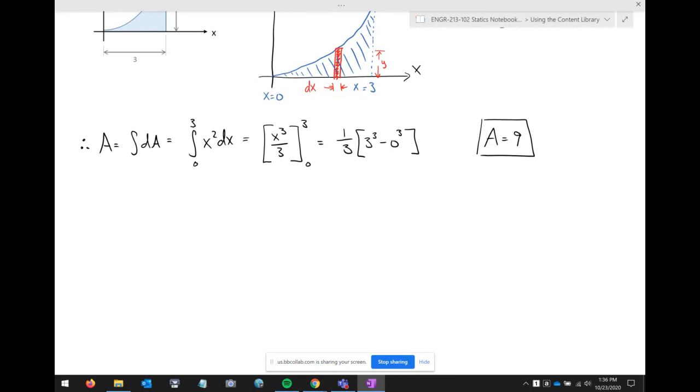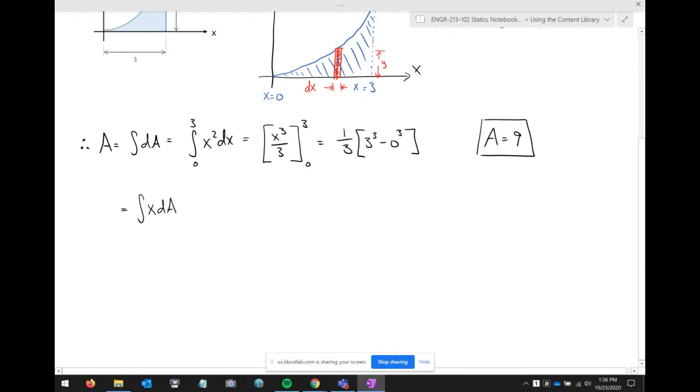Okay, now, in order to determine the location of the centroid, we need to do 2 more integrals. The first that we need to do is not just the integral of dA, but the integral of x dA. Because what I'll do is take the integral of x dA divided by the integral of dA, and that'll tell me x bar.